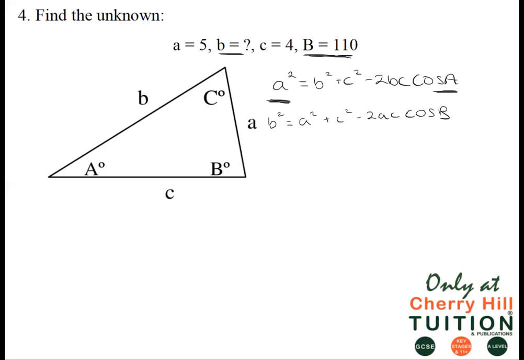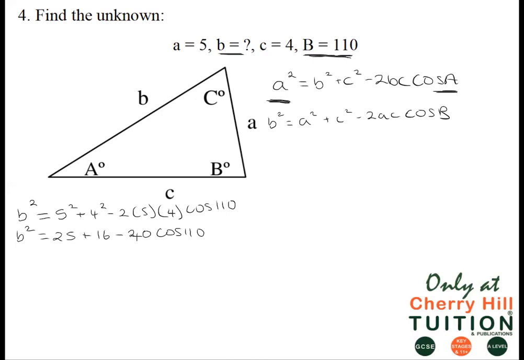So b squared is equal to a squared, which is 5 squared, plus c squared, which is 4 squared, minus 2 multiplied by 5 multiplied by 4, cos of 110, which is your B. And now we just rearrange to work out what b is. So b squared is 5 squared, which is 25, plus 4 squared, which is 16, minus 2 multiplied by 5 multiplied by 4. So 5 multiplied by 4 is 20, multiplied by 2 is minus 40, cos of 110.